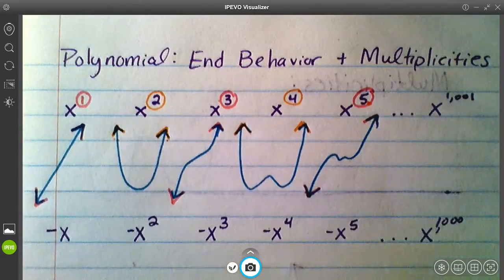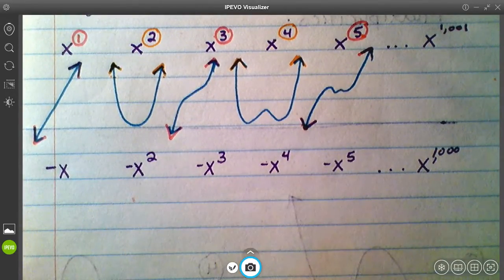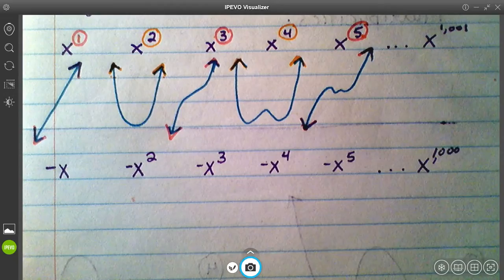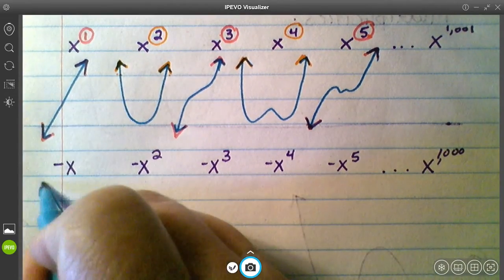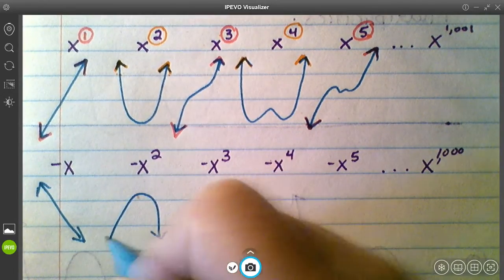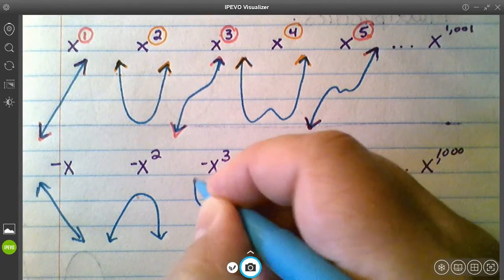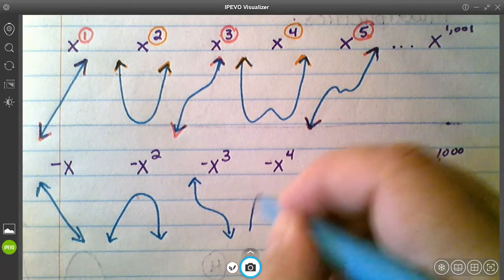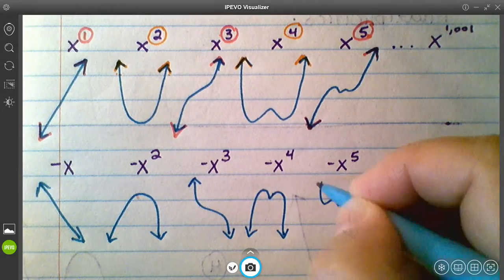So hopefully you remember what happens when we have a negative leading coefficient. That is a reflection over the x-axis, or it's flipped upside down. So instead of the line going upward, the line is going downward. Instead of the parabola opening up, the parabola is opening down, and it affects all these functions the same way. So a cubic will be going downward. To the fourth power will be going downward, and so on.